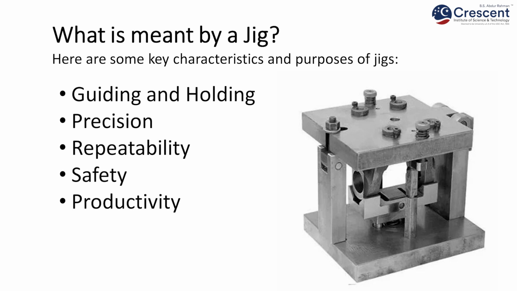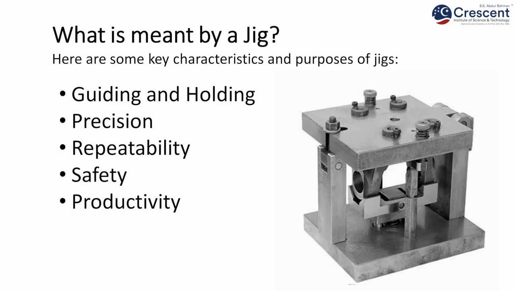Right. The second most important thing is the precision. So jigs are built to exacting specifications to achieve high levels of precision and accuracy in the machining or the assembly of parts. This precision is critical in industries where very close dimensional tolerances are required, right? What about the other concept called repeatability? Of course, jigs are used to ensure that the same operation can be performed repeatedly with consistent results. This is particularly important in the case of mass production, right?